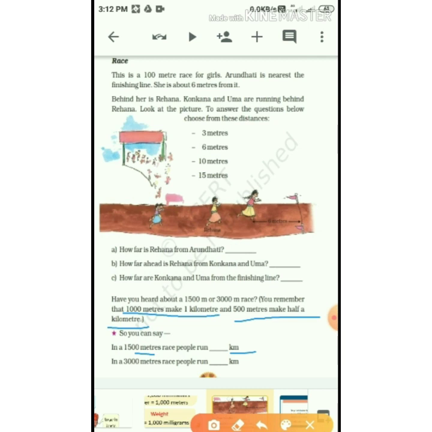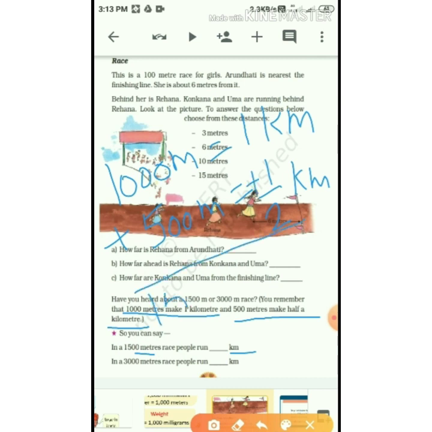So 1000 meters is equal to 1 kilometer. To make it 1500, we will add 500 and 1000. 500 meters makes half a kilometer. So we will add them all. So we will get 1500 meters is equal to 1.5 kilometers. So the answer is 1.5 kilometers.